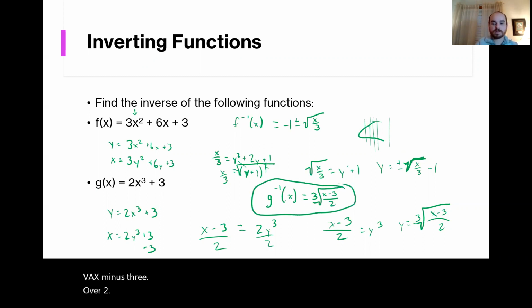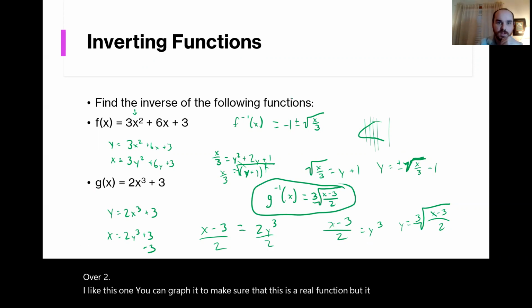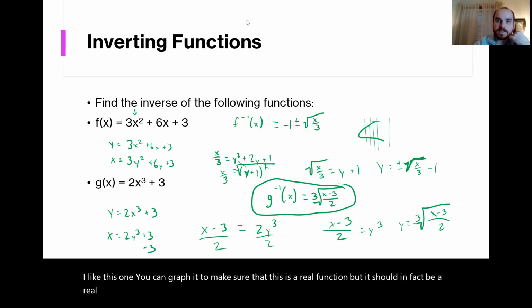Right, like this. This one, you can graph it to make sure that this is a real function, but it should in fact be a real function. So hopefully that's not as complicated as I think it sounds like it was.